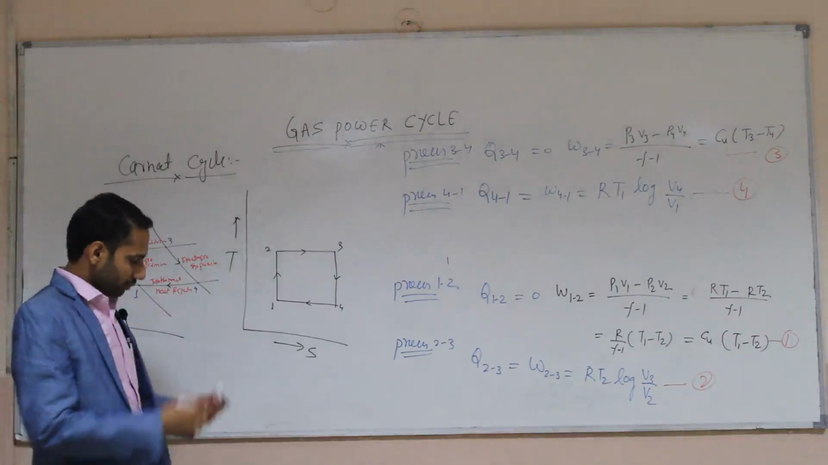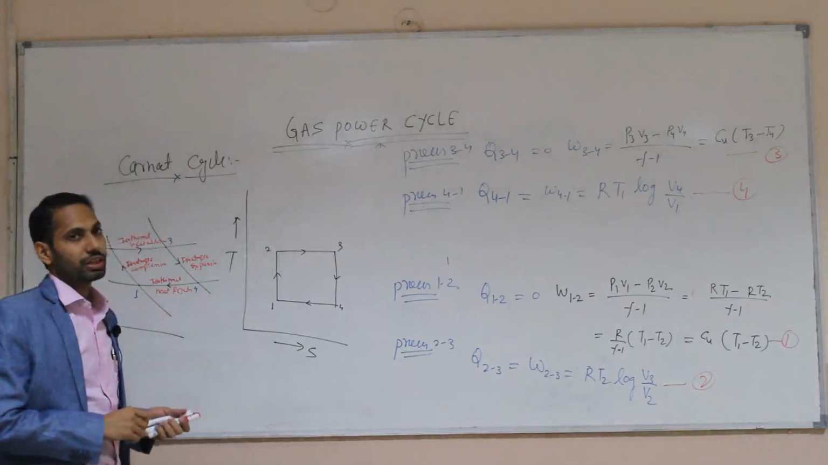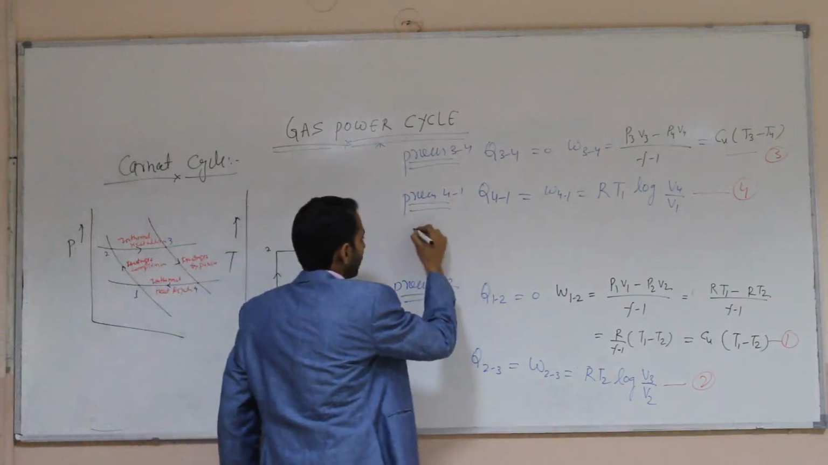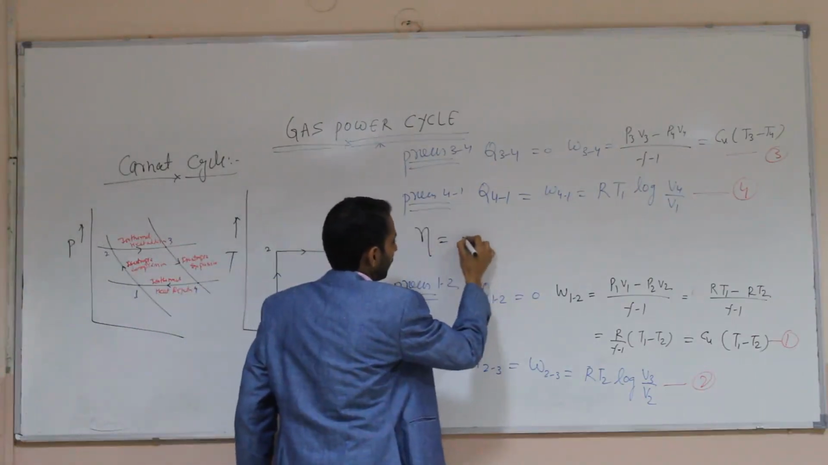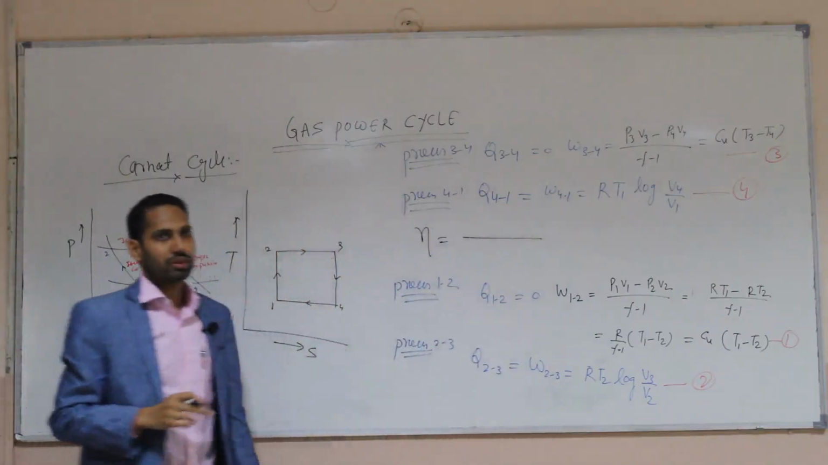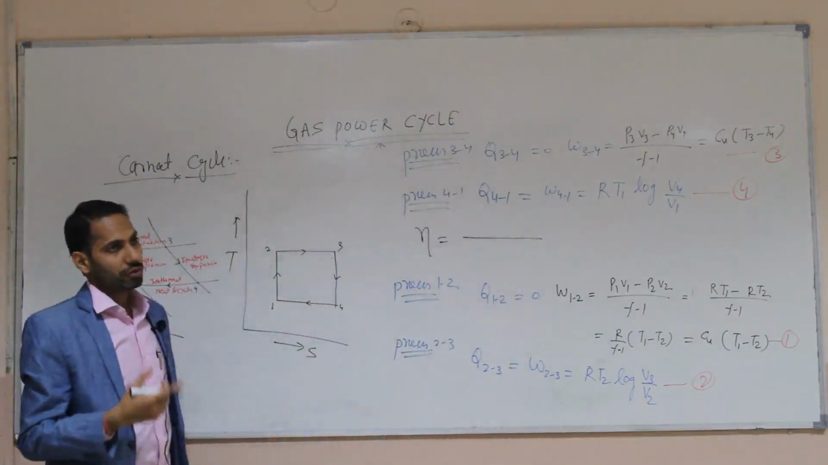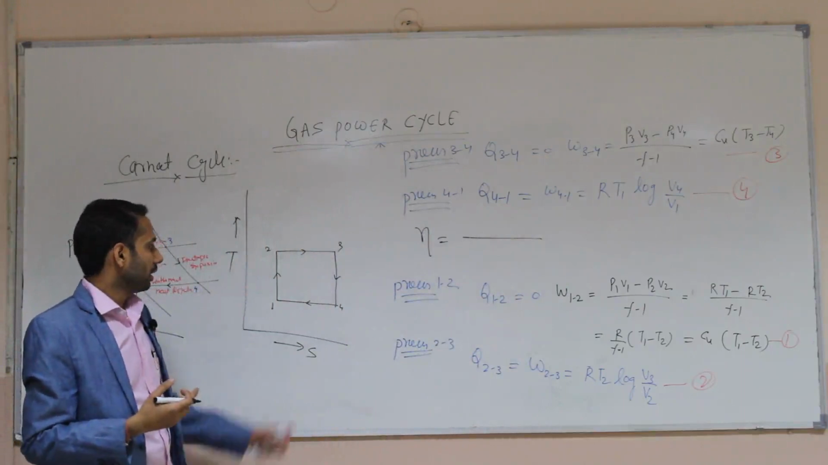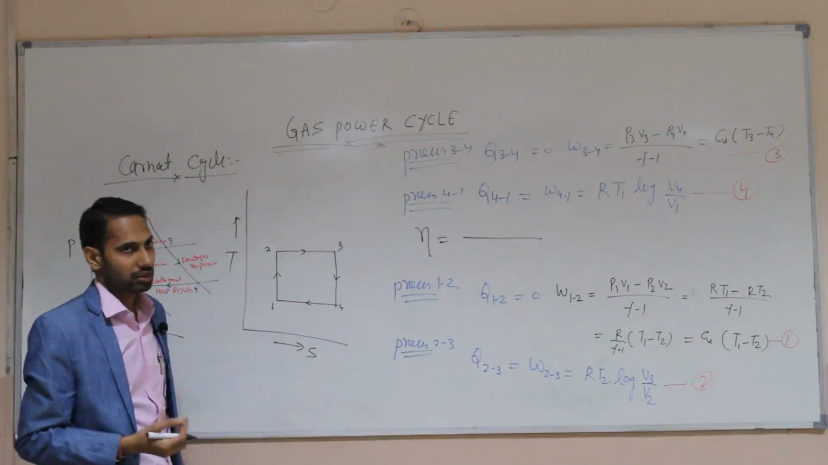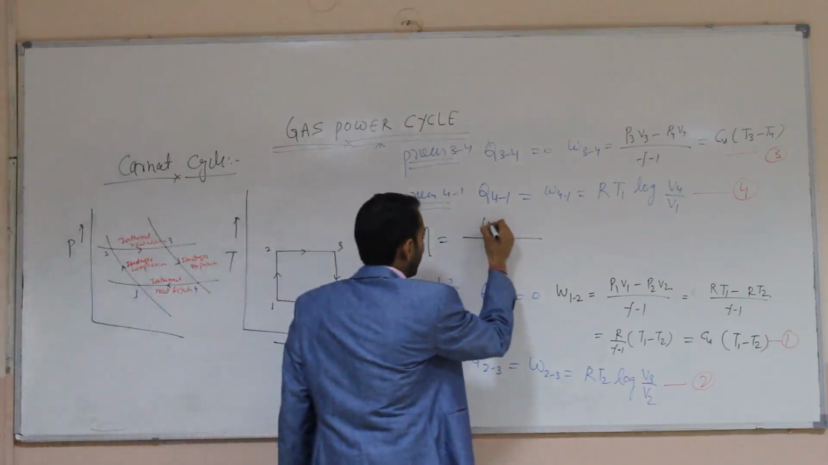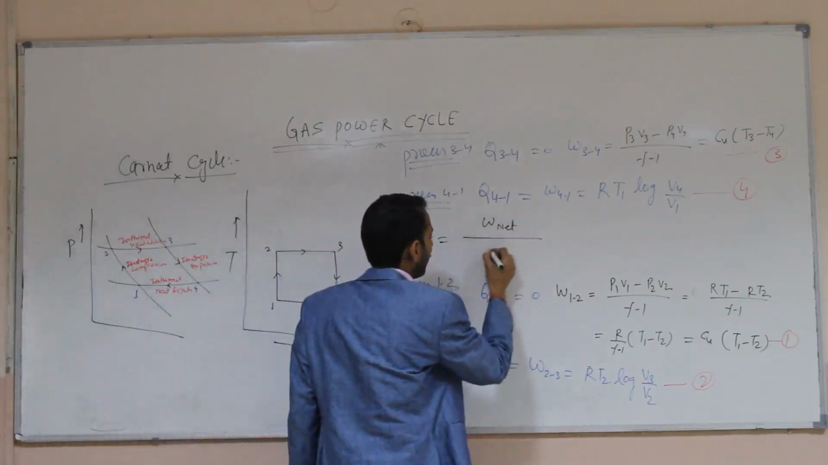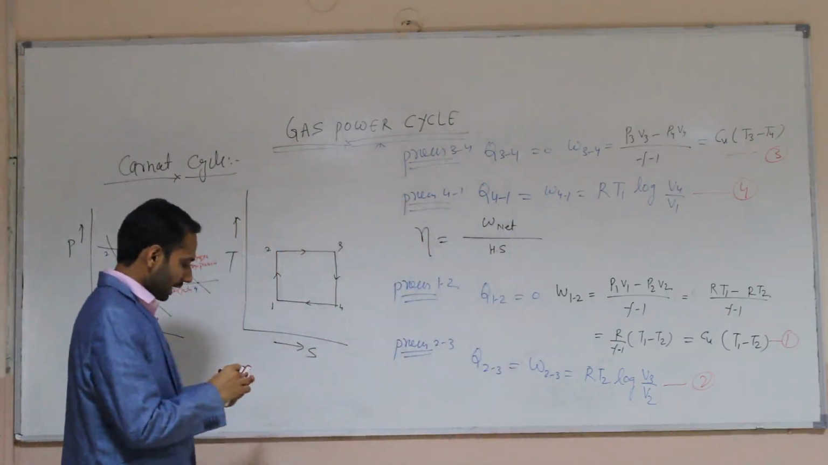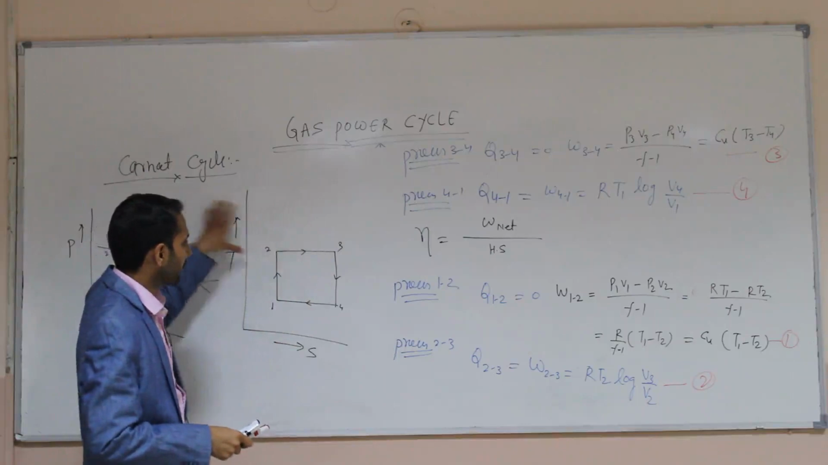As we all know, we have to find out the efficiency of the Carnot cycle. And what is efficiency? Efficiency is output upon input. What is output? What we want: work done from the system. And input is the heat supplied to the system. So this is W net divided by heat supplied to the system.